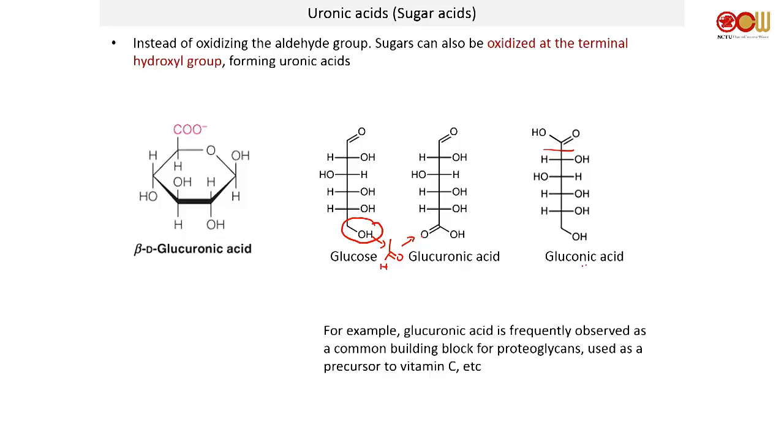All right. Now, for example, glucuronic acid is frequently observed as a common building block for proteoglycans, and is used as a precursor for vitamin C, etc. So these are uronic acids.